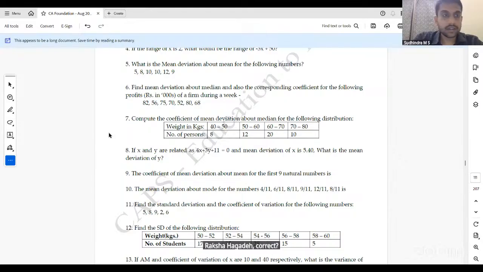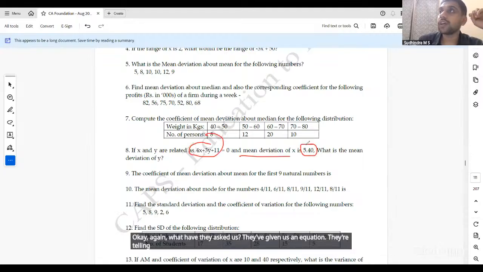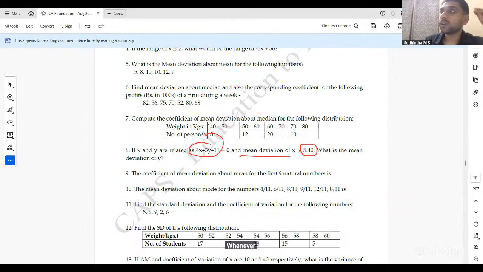Skanda, correct. No Bhavish, you have to recheck. Okay. Again, what have they asked us? They have given us an equation. They are telling mean deviation of x is 5.4. Calculate mean deviation of y. Whenever they have given us this equation, what are we supposed to do? Express it in the normal form. Correct? That's the first step.